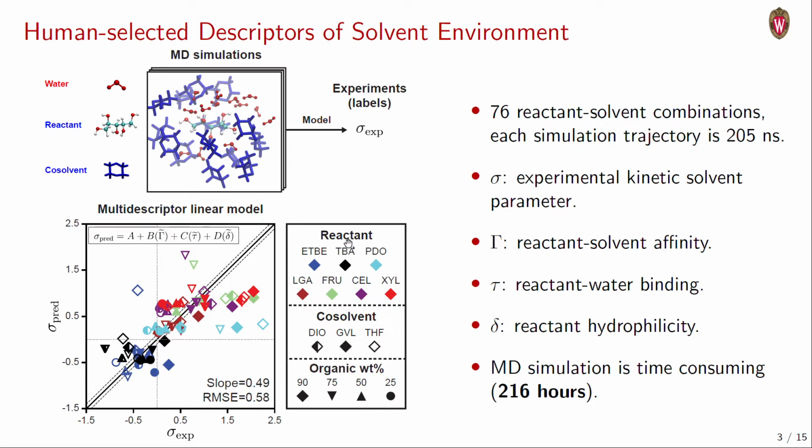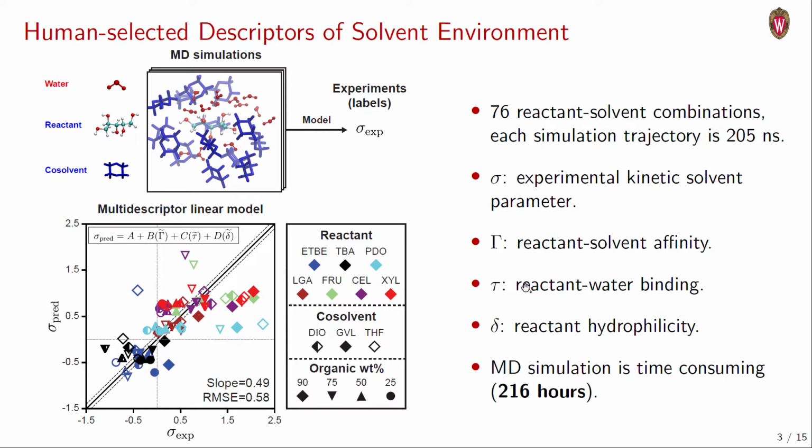In the previous work, we performed classical MD simulations of one reactant molecule in a mixed solvent environment to generate a single 205 nanosecond simulation trajectory for each of the 76 reactant-solvent combinations included in the training set. The predicted value is sigma, which is the kinetic solvent parameter.